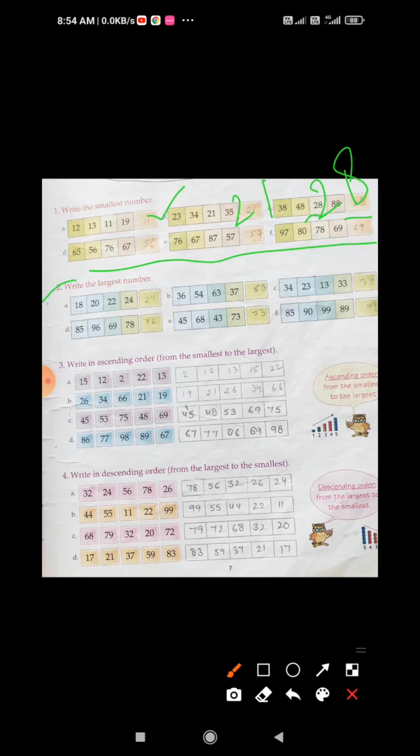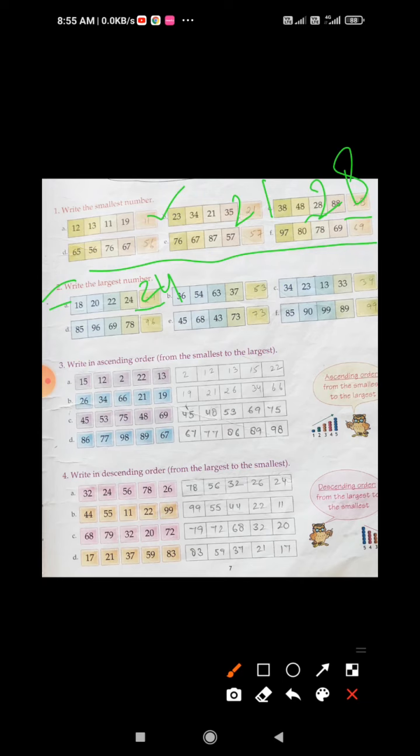Now come to question number 2, write the largest number. A part is 18, 20, 22 and 24. Which number is largest? You have to write your greatest number, सबसे बड़ा number. Here the greatest number is 24. Write in the box 24.